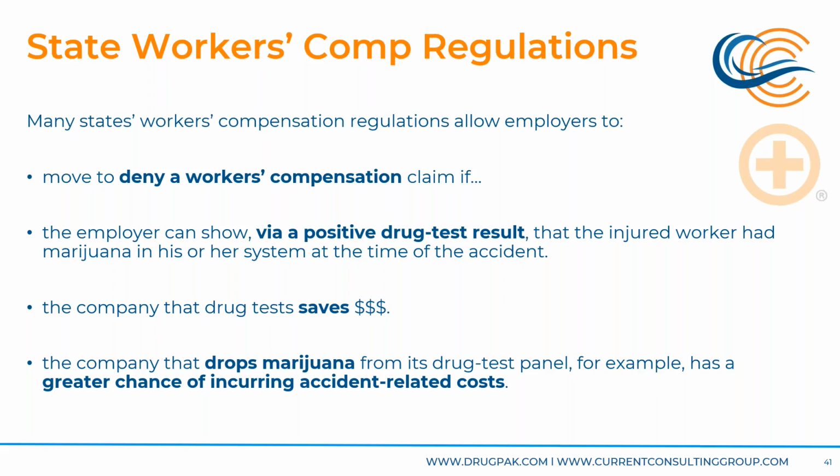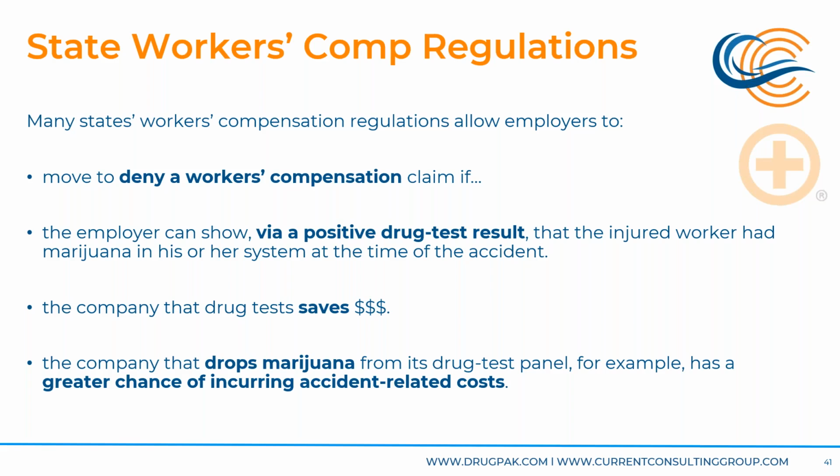Many workers' compensation regulations at the state level allow you, the employer, to move to deny a workers' comp claim if you have a positive drug test or alcohol test result to use as evidence, according to the state, that the individual was impaired or under the influence at the time of the accident. Now, technically, from a legal and scientific standpoint, the drug test may not prove somebody's impaired, but at the state level in those workers' comp laws, and most states have this in their workers' comp law, they consider a positive drug or alcohol test to be evidence that the individual was responsible for their accident and that the employer should not be held responsible financially. So they can move to deny that claim.